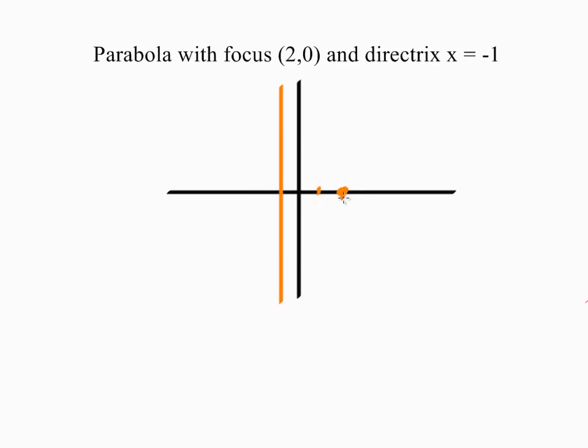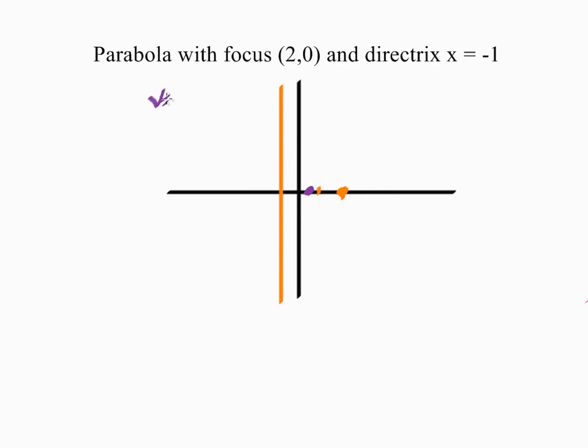Now, remember that the parabola is the set of all points that are equidistant to a point, the focus, and to a line, the directrix. So halfway between my point (2, 0) and x = -1 is going to be my vertex. The average of the two is going to be my vertex.